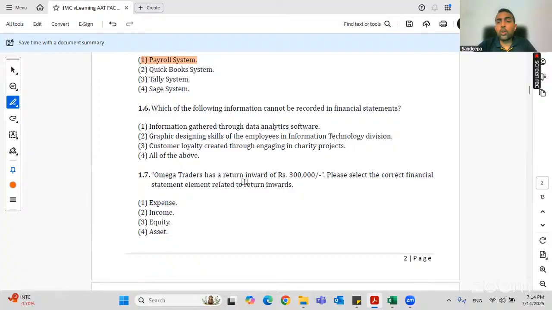Which of the following information cannot be recorded in financial statements? Information gathered through data analytics software. Graphic designing skills of an employee. Customer loyalty. Information gathered through data analytics software, you actually cannot recognize. There's no proper way to do that. There's no proper accounting standard. Graphic design skill of an employee, that's a human talent, no? Even to measure a human talent, we don't have a mechanism. And there's no way that you can recognize human capital, human assets. Customer loyalty, you cannot put a value. So the answer would be all of the above. The money measurement concept is dealing with this area.